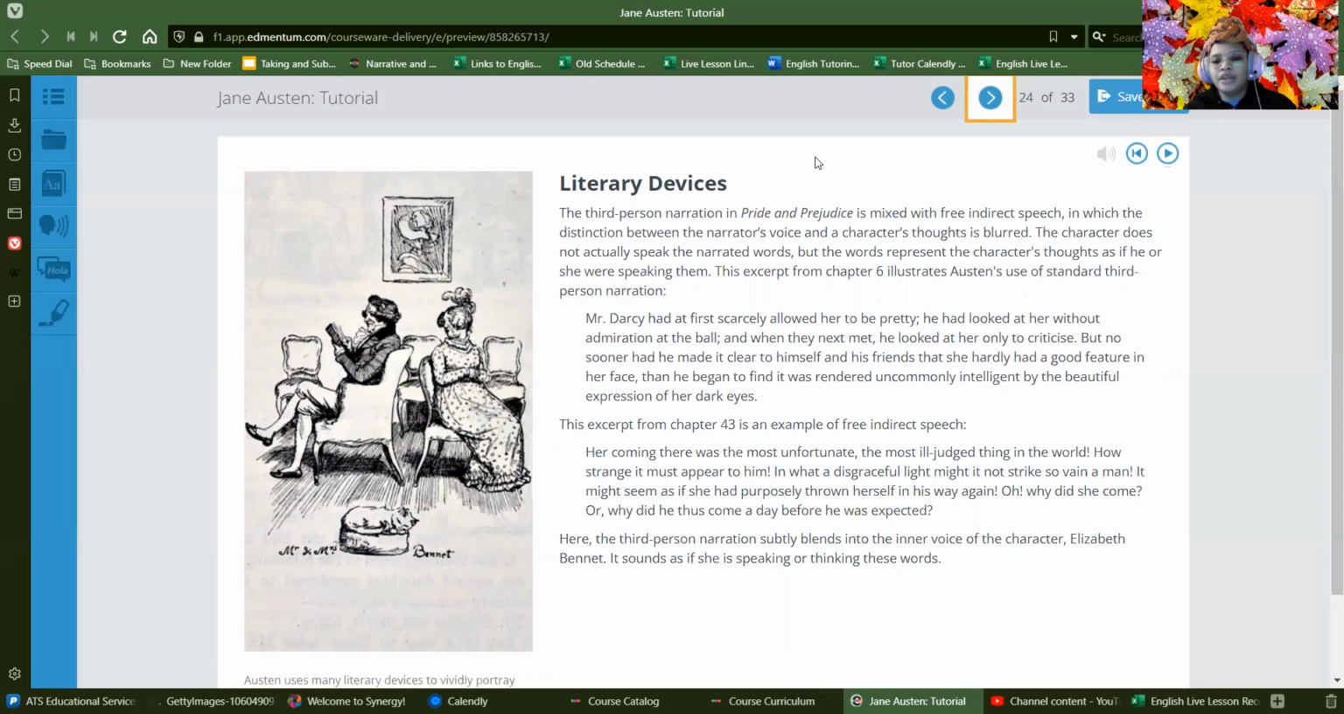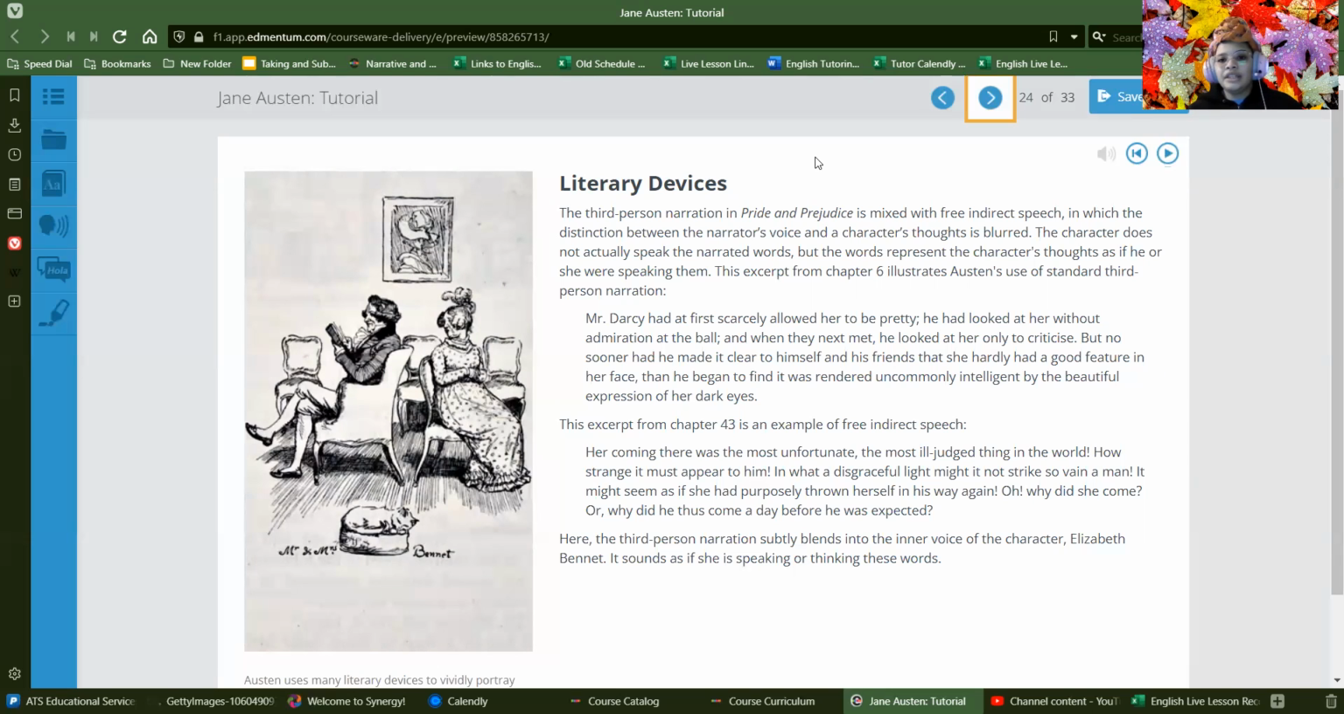And it's mixed with something called free indirect speech. Now, free indirect speech is when the distinction between the narrator's voice and the character's thoughts is blurred together. So normally you can tell the difference between the voice that's telling the story. You get that whole, well, once upon a time, Cinderella, like sort of thing. But in free indirect speech, the story is written as though it's in the voice of the character who's in the story.